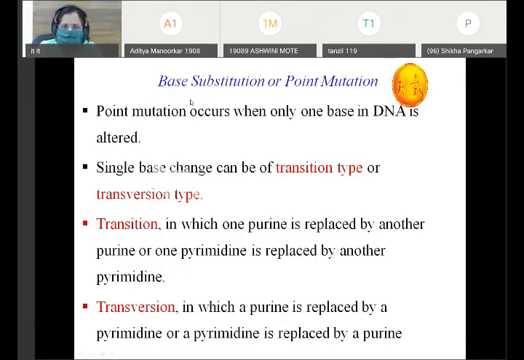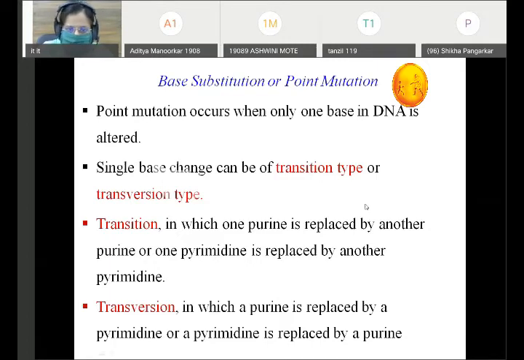First one is base substitution or point mutation. Point mutation occurs when only one base of DNA is altered, so the single base pair is changed or substituted. The single change can be of transition type or transversion type. Transition is when one purine is replaced by another purine, and a pyrimidine is replaced by a pyrimidine. Transversion means a purine is replaced by a pyrimidine and a pyrimidine is replaced by a purine.